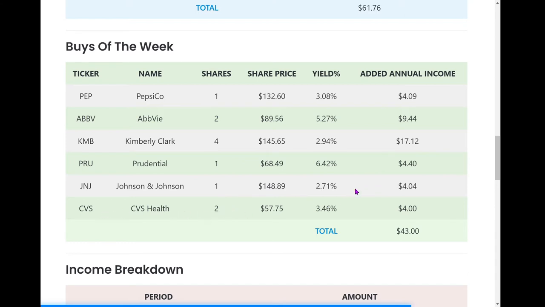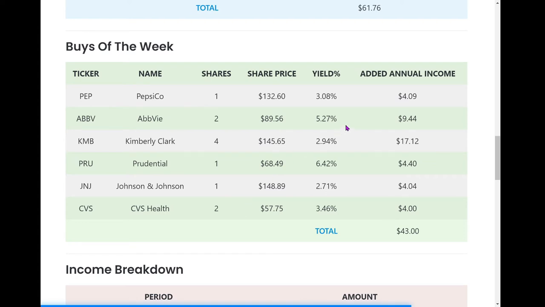And then CVS, look at 444. The fours are wild here today. CVS, I added two shares at $57. I do think I'm going to swing these shares because they are down low and I think they're going to pop up, but still 3.4% starting yield. Added a total of $4. So all in all this week, I added $43 of income.